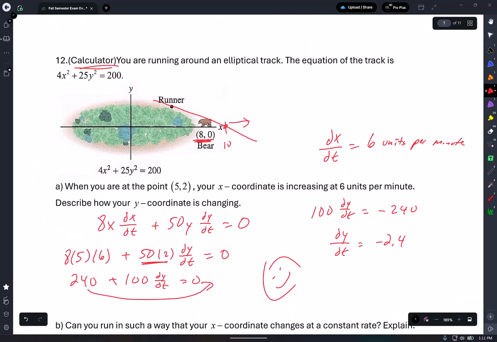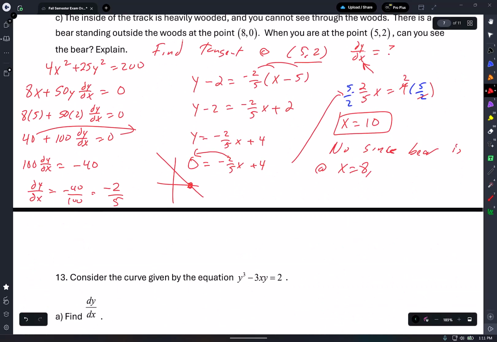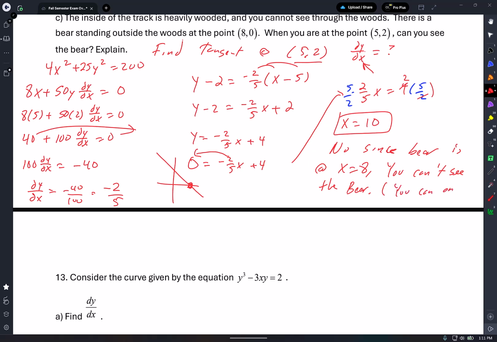you can't see the bear. Period. You can only see for x greater than 10.